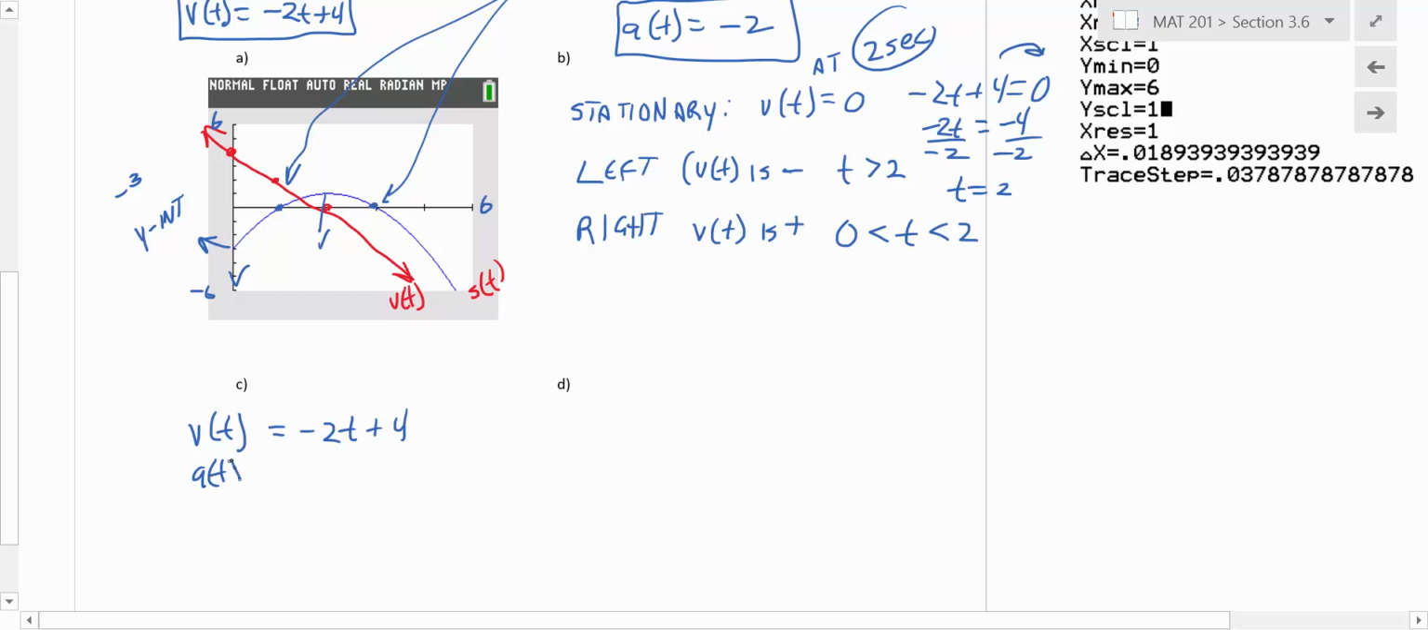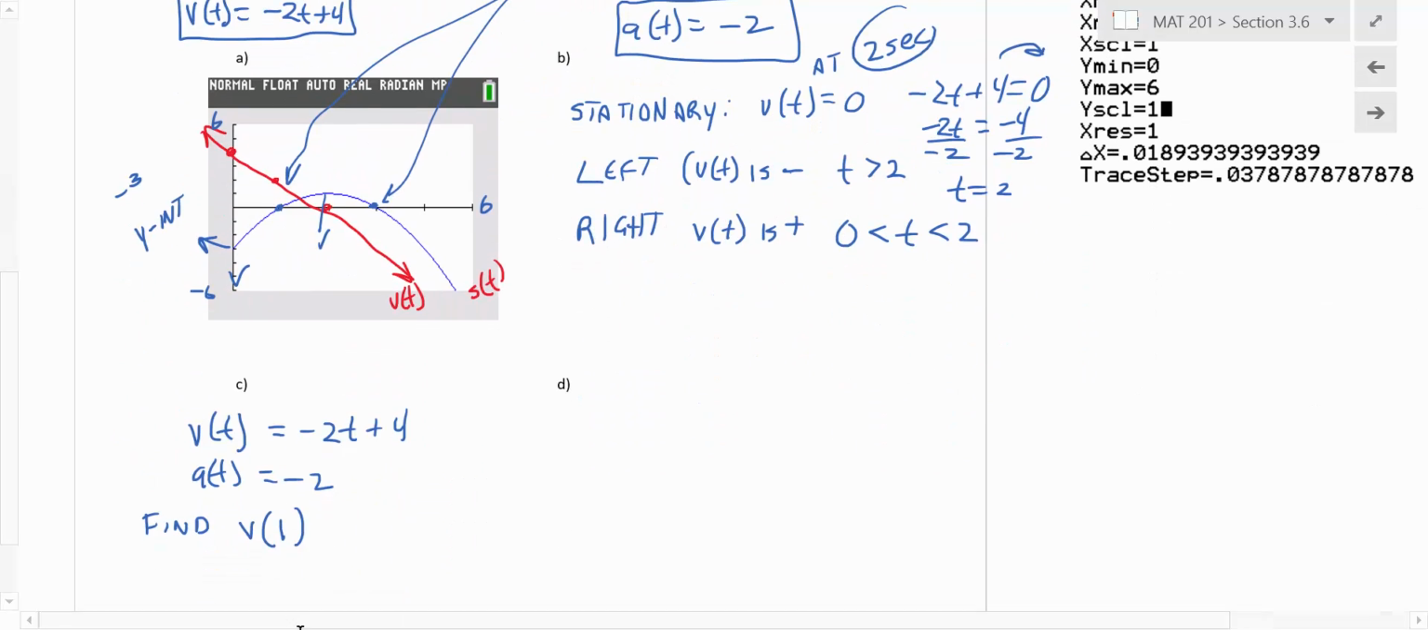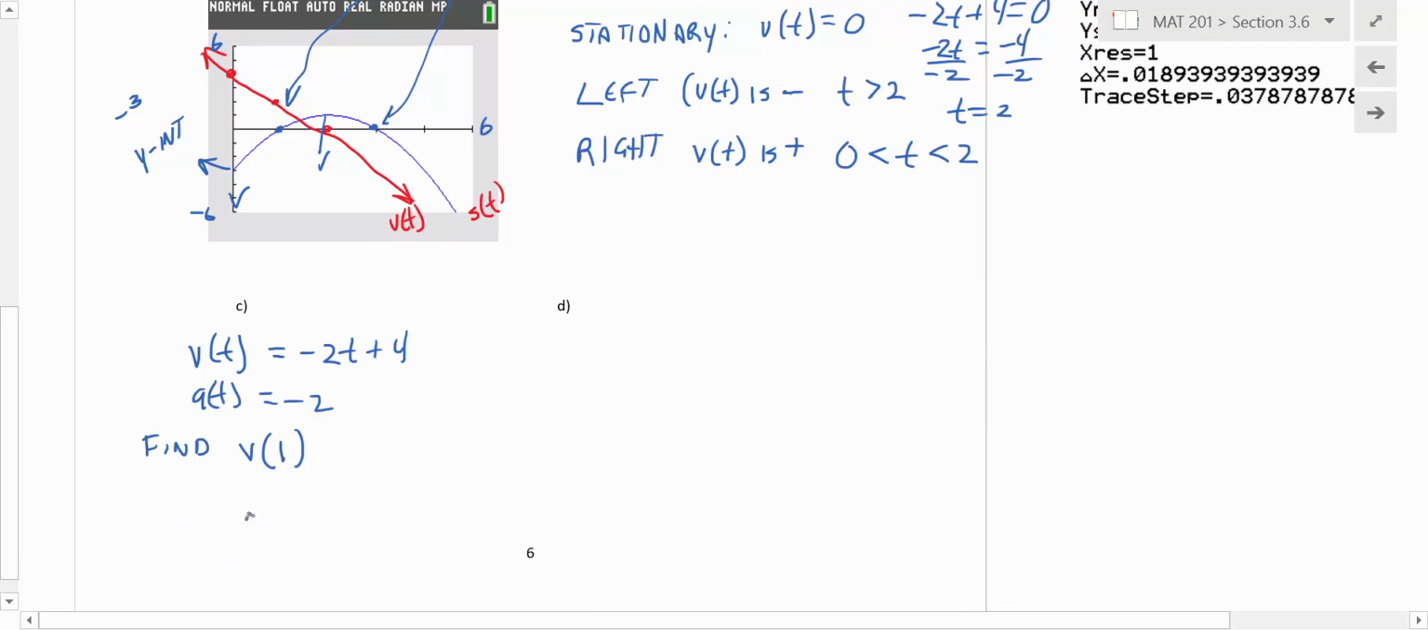The acceleration was -2. That came from doing our derivatives. So what we're going to do is find v of 1. That's what the problem says: find the velocity at t equals 1. And then we're also going to find a of 1. These are functions, very simple arithmetic. So the velocity is -2t plus 4. If you work out the math on that, that's going to give you 2.